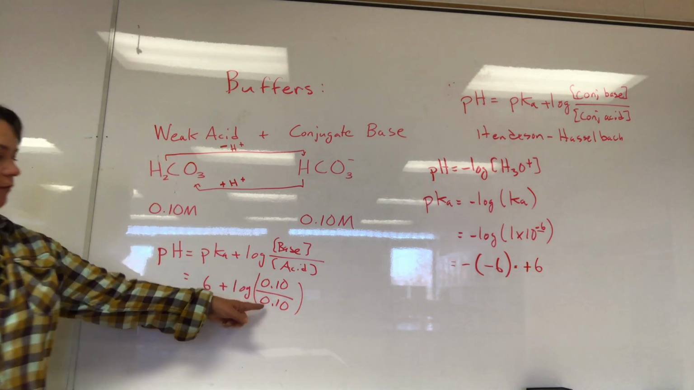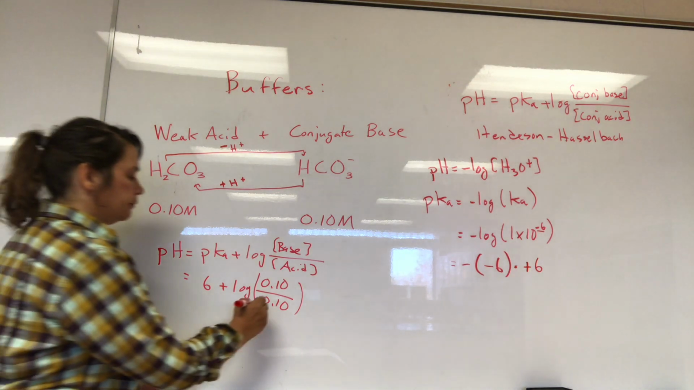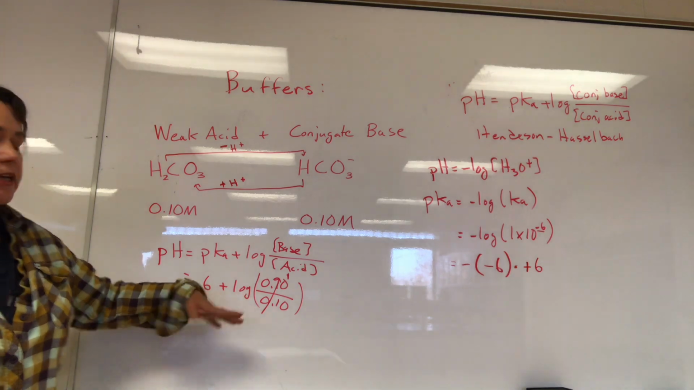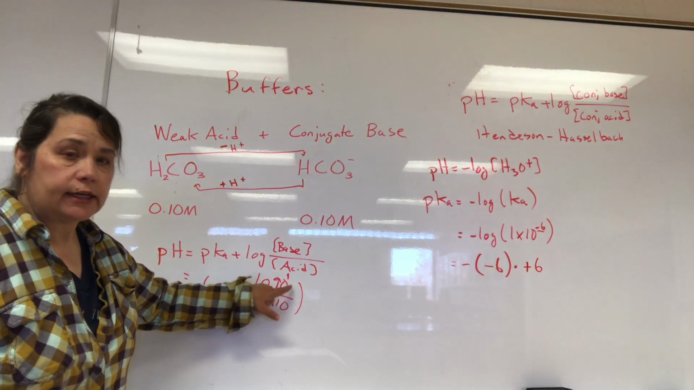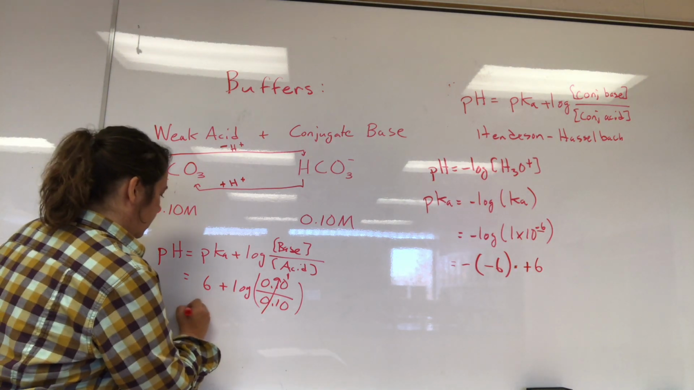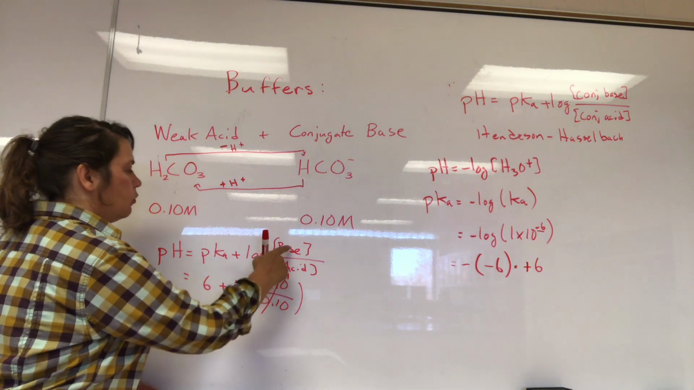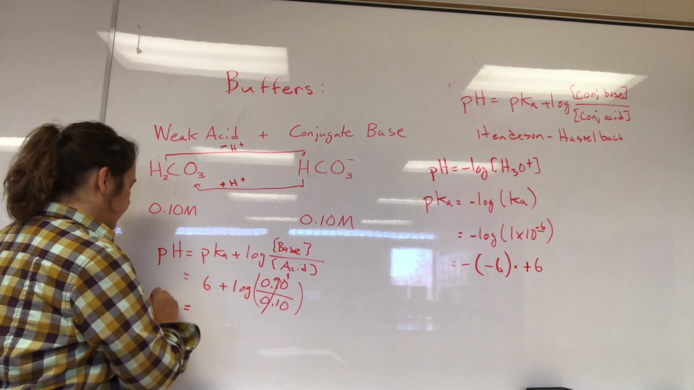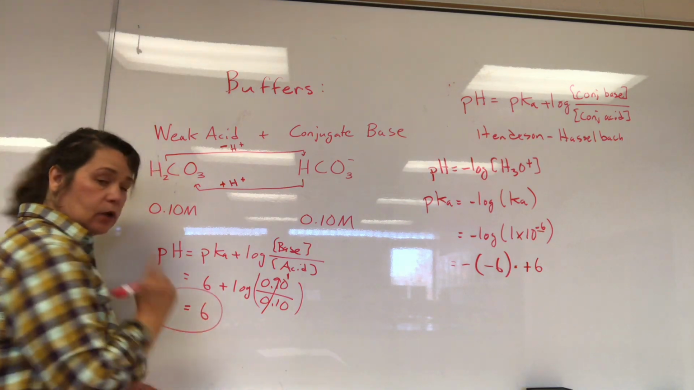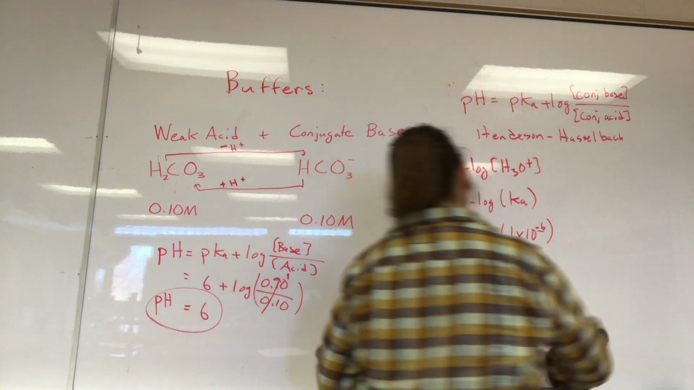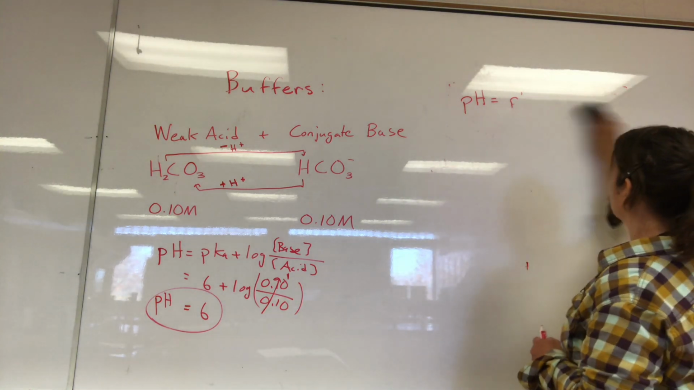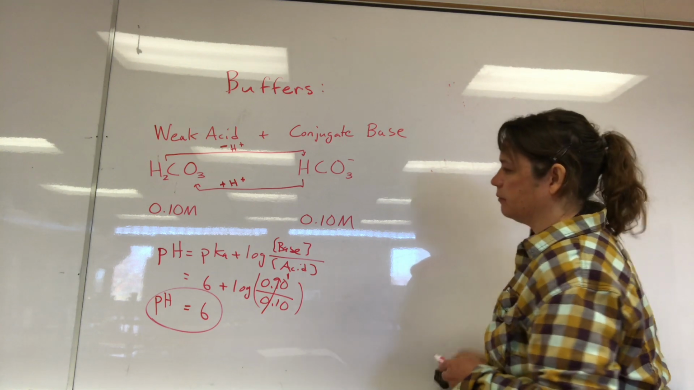Now what's 0.1 divided by 0.1? 1, right? Of course. The log base 10, or any base, of 1 is equal to 0. So when the two concentrations are equal, the conjugate base and the conjugate acid, your pH will equal the pKa. All right? Now let's say we change that concentration, because again, they don't have to be equal concentrations to produce a buffer, but they do have to be significant compared to each other.